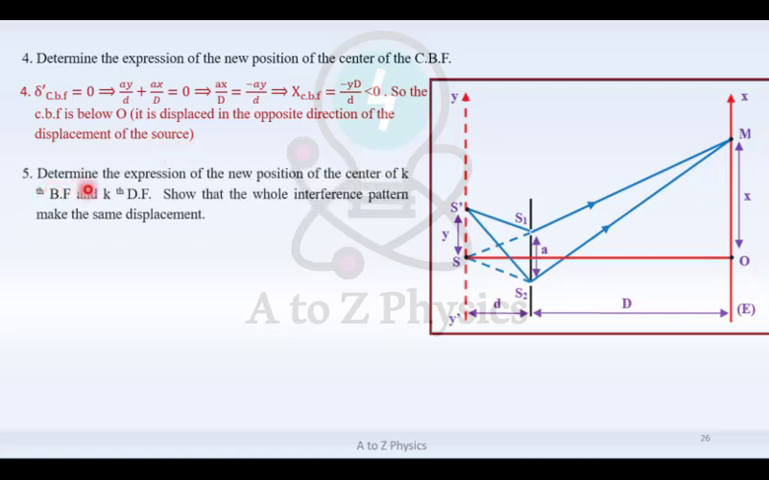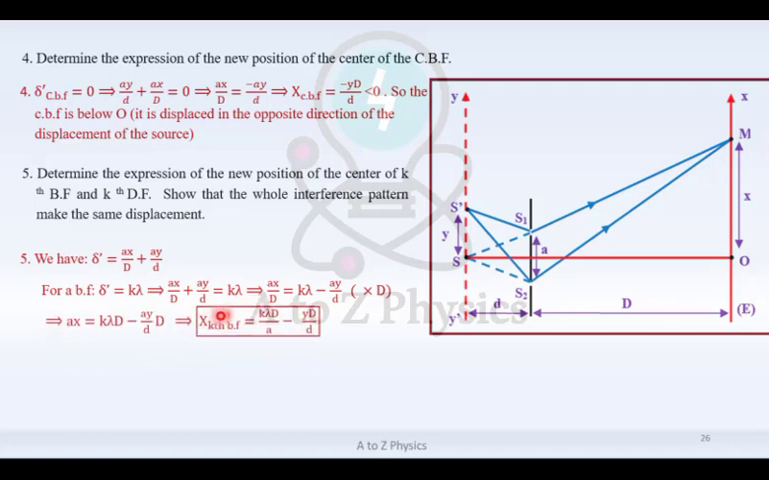Part 5. Determine the expression of the new position of the center of the kth bright fringe and kth dark fringe. Show that the whole interference pattern makes the same displacement. So we need to determine the expression of the position of the bright fringe, x of the kth bright fringe, and x of the kth dark fringe. We have delta prime equal ax over large D plus ay over small d. For a bright fringe, delta prime is always equal to k lambda. So ax over large D plus ay over small d equal k lambda.